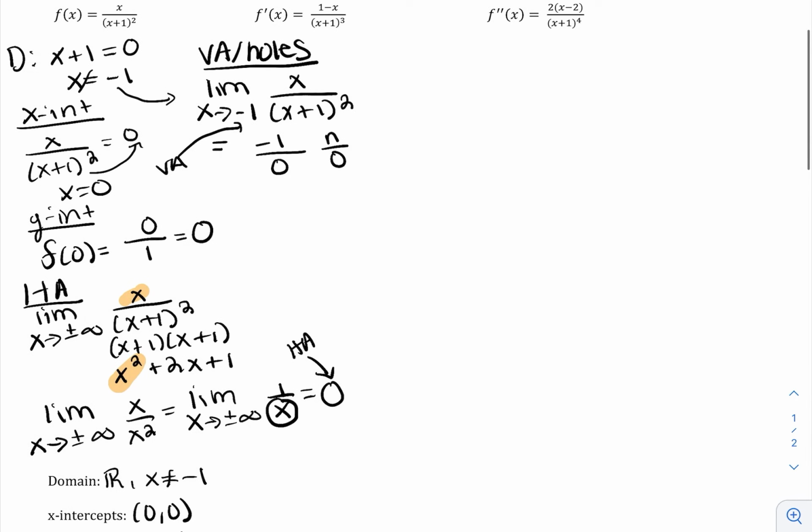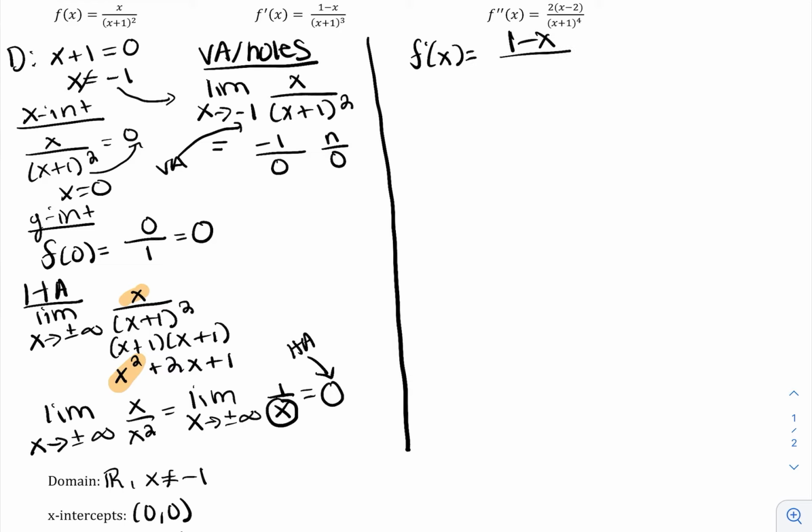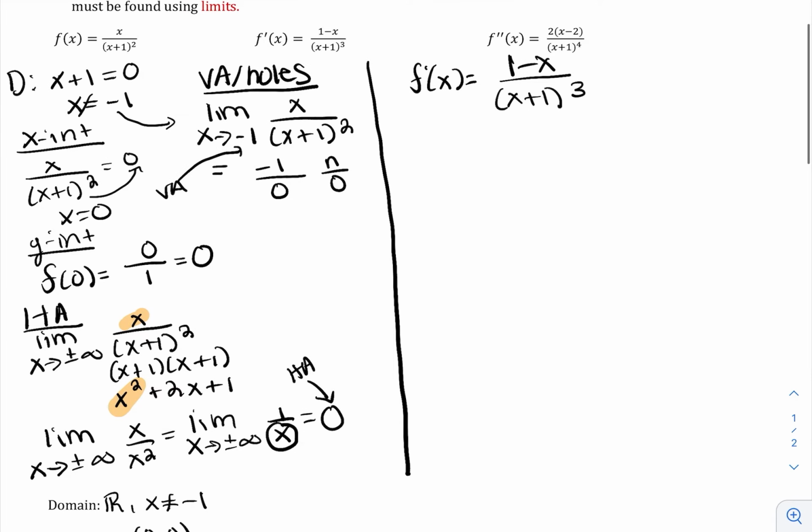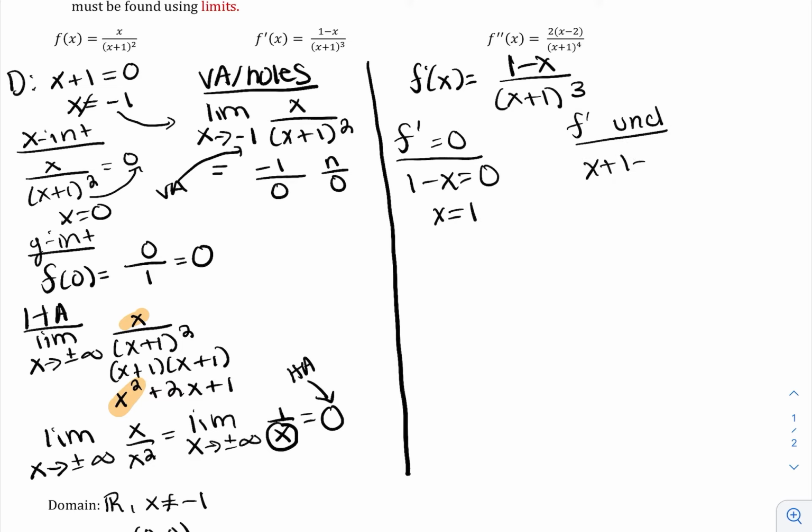Okay, now we can begin our derivative work. So I have f prime of x. I'll rewrite it just a little bit bigger: (1 minus x) over (x plus 1) cubed. So what makes it 0? What makes it undefined? A fraction is 0 when the top is 0, so that will give me x is equal to 1. And it's undefined when the bottom is 0, which gives me x is equal to -1.